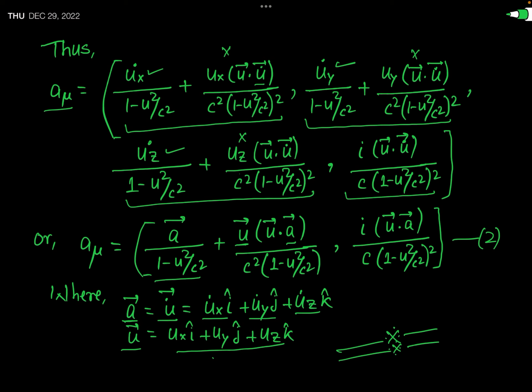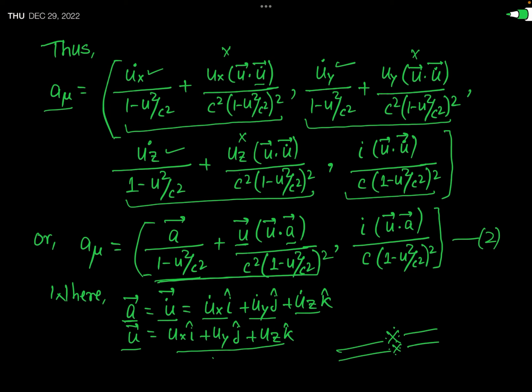So this component is actually the three-dimensional acceleration vector a divided by 1 minus u square by c square, plus u times (u dot a) divided by c square times (1 minus u square by c square) whole square. There is also a whole square. This is actually the acceleration vector in 3D space.